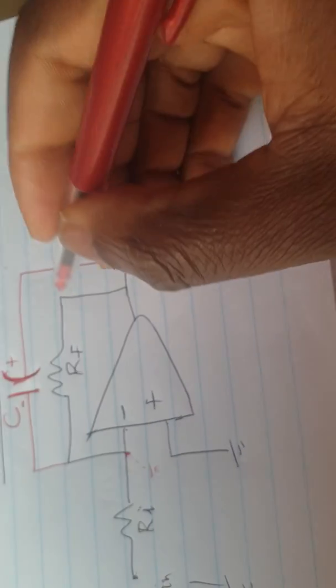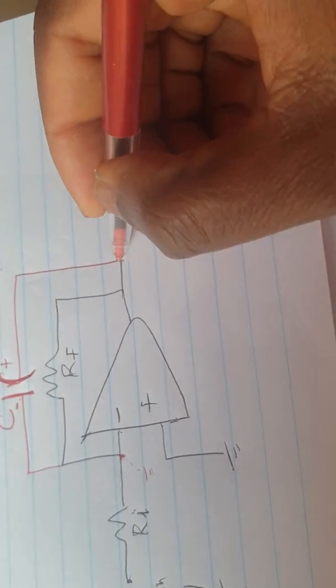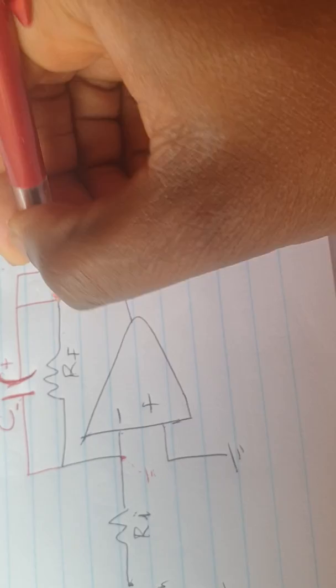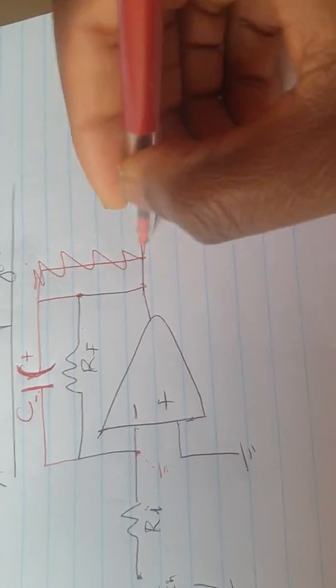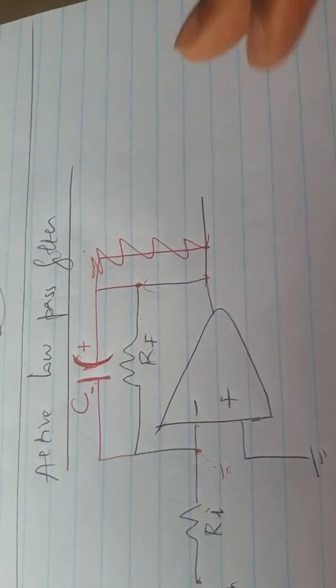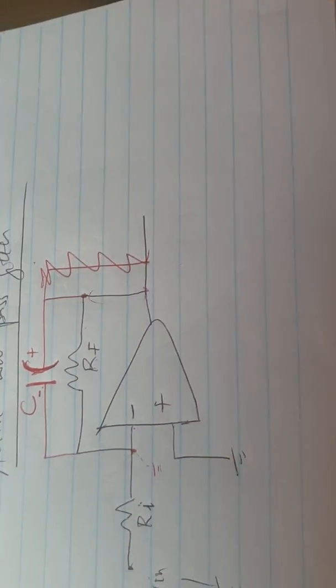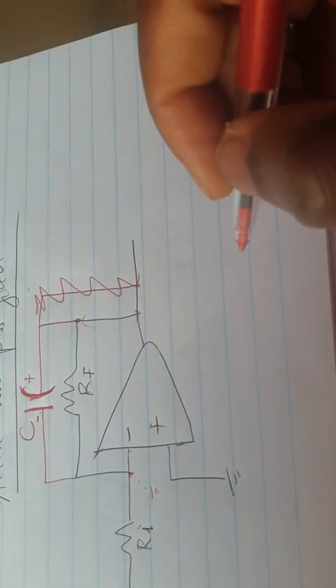And by having in parallel a capacitor with RF, connecting here and here, it's the same. So I would have just connected it there as well. It's the same point, basically. Okay. So having a capacitor in parallel with RF results in an active low pass filter.